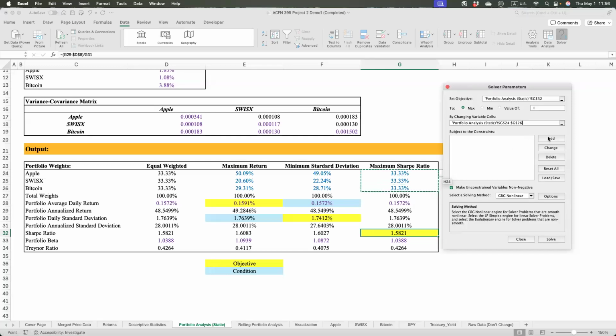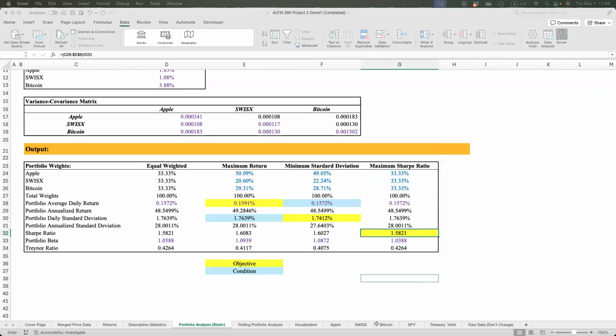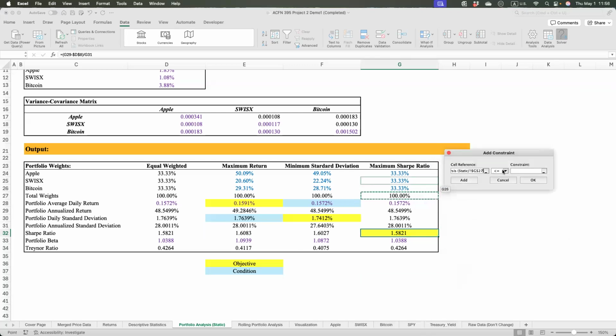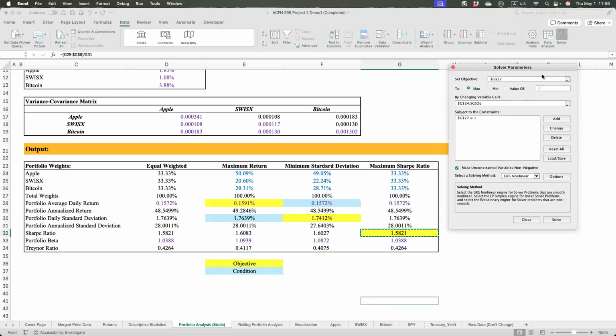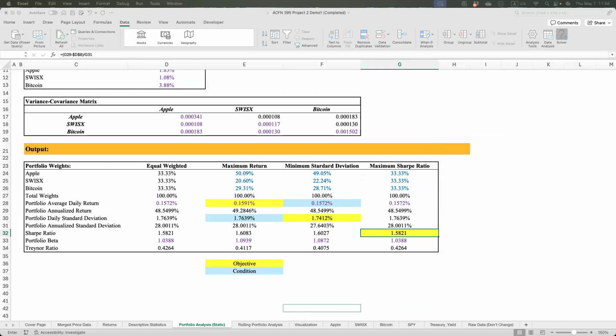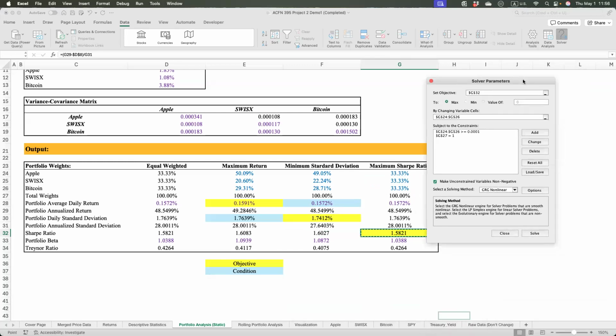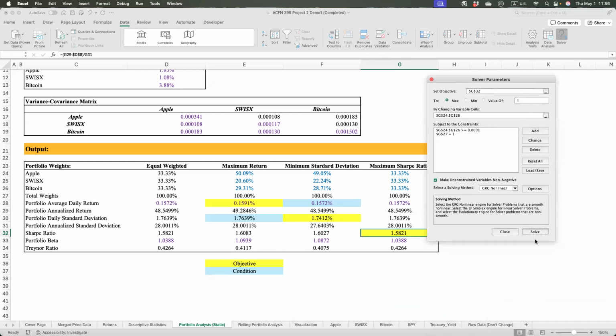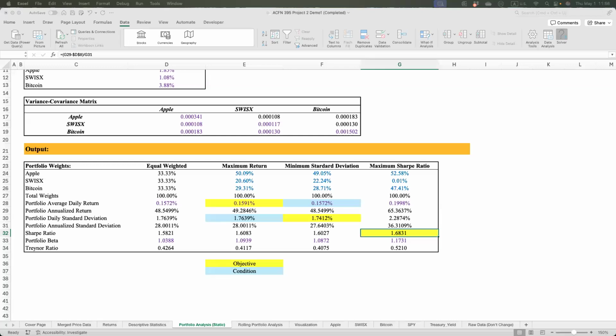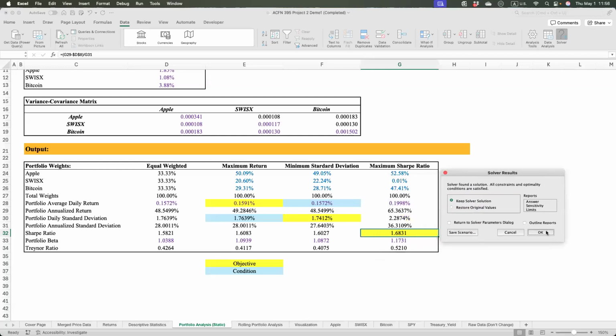Now let's start adding constraints. Since we don't have to maintain anything to be the same, we only end up with two constraints here. First, the total weights should be 100%. And the second, each component should be given a little bit of weight, so this one should be greater or equal to 0.0001. Click OK. And then you click solve. Now I have my result. I click OK to keep the result.